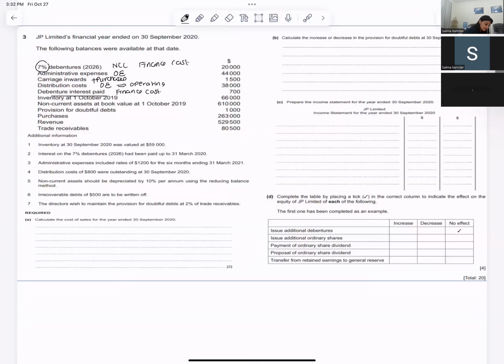If you see your debenture, you have debentures worth how much? 20,000. So if you take 7% of it, it becomes how much?